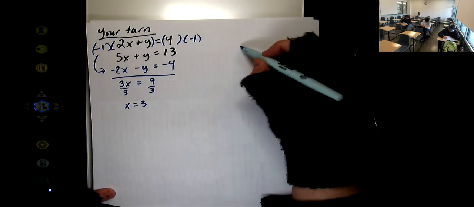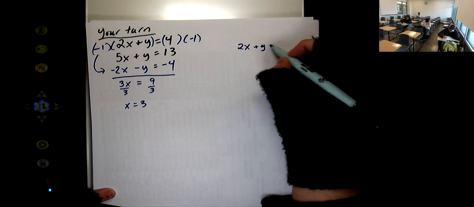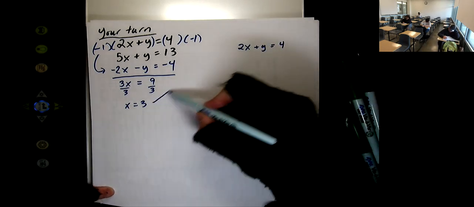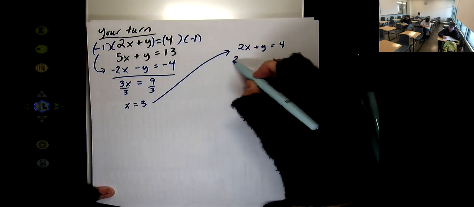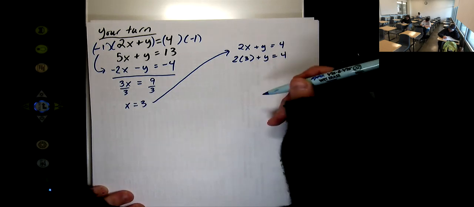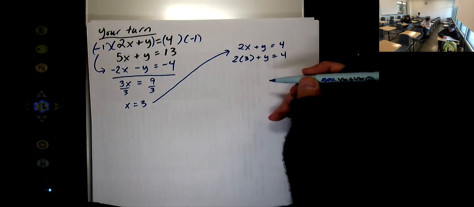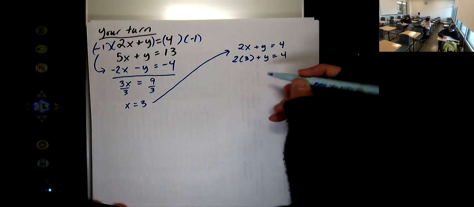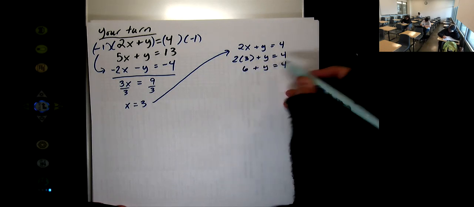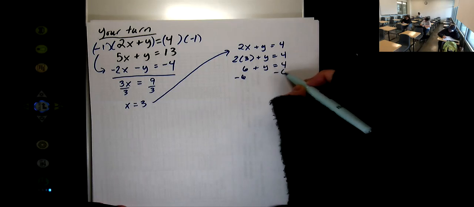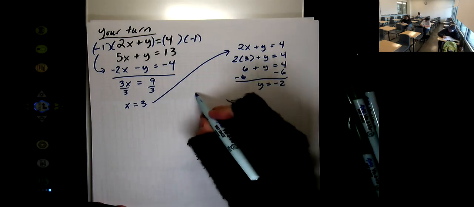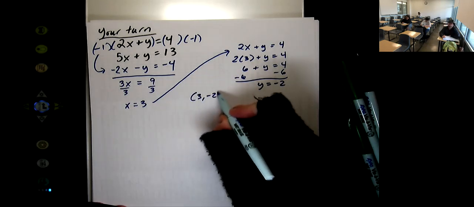So we had 2x plus y equals 4. That's the one that's got the smallest coefficients. I'm gonna plug it in there. 2 times 3 plus y equals 4. This is 6 plus y equals 4. Subtract 6, and I get y equals -2. My solution is 3, -2.